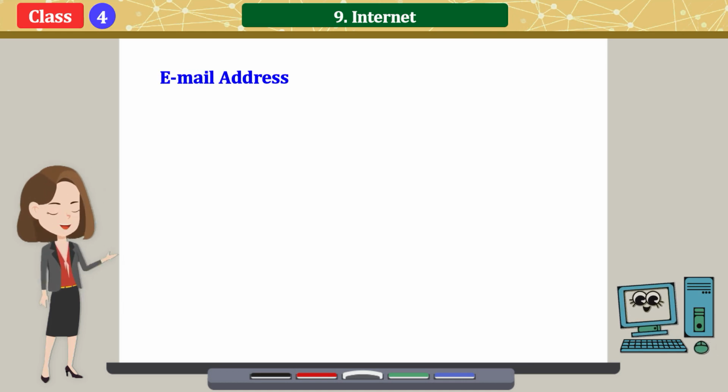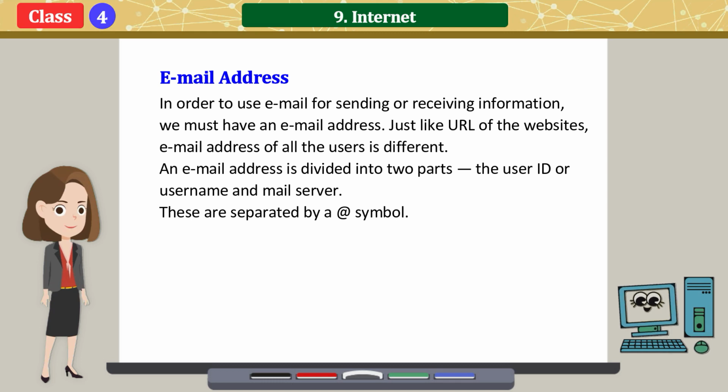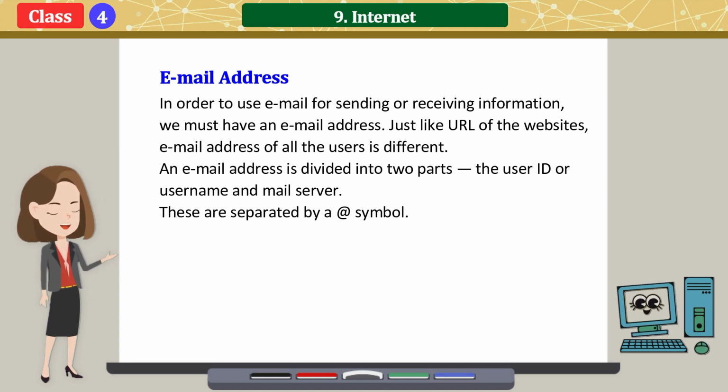Email address. In order to use email for sending or receiving information, we must have an email address. Just like URL of the websites, email address of all the users is different. An email address is divided into two parts, the user ID or username and mail server. These are separated by @ symbol.